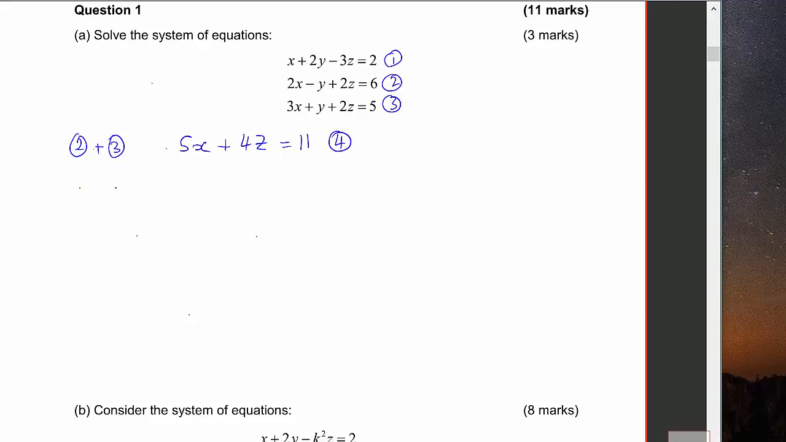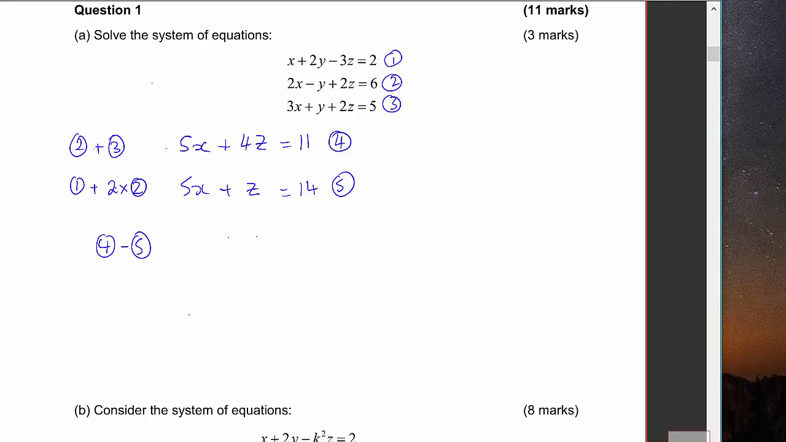And then I'm going to do equation 1 plus twice equation 2, which will also get rid of y's. So 2 of these is 4x and 1 is 5x. And then 2 of those is 4z, add negative 3z, so that's just plus 1z. And then we've got 12 and 2 gives me 14. Call that 5.